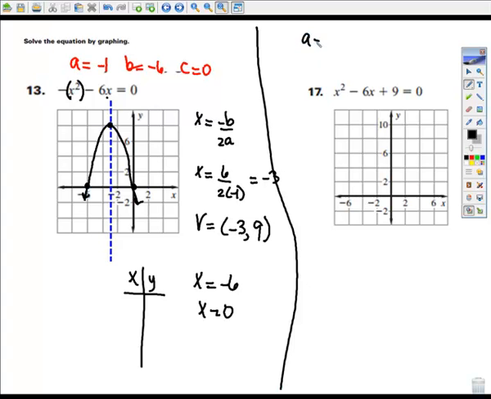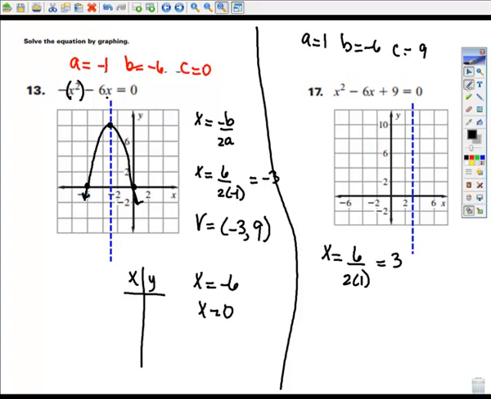So again, I have a is 1 here, b is negative 6, and this time c is 9. So my axis of symmetry is the opposite of b, so 6 over 2 times 1. So my axis of symmetry is 3. Let me scooch this over a little bit.